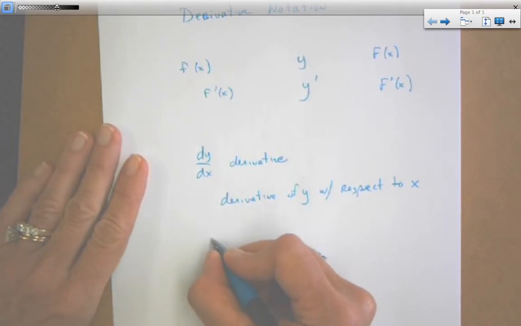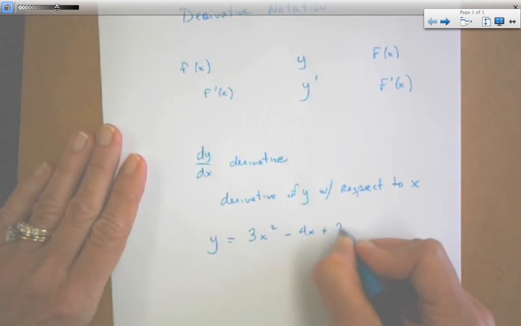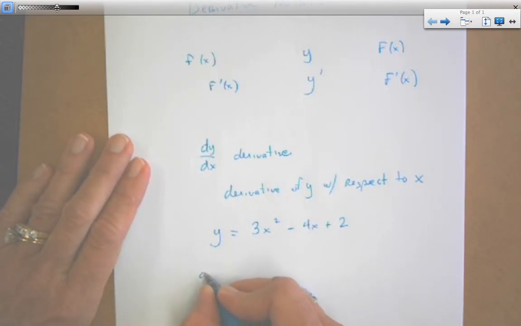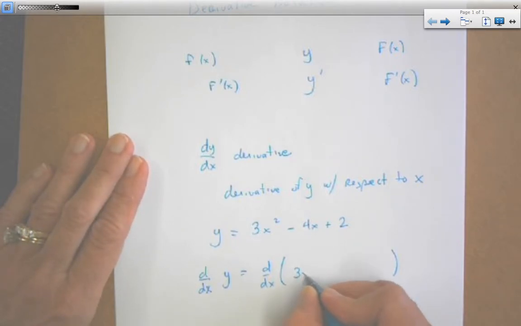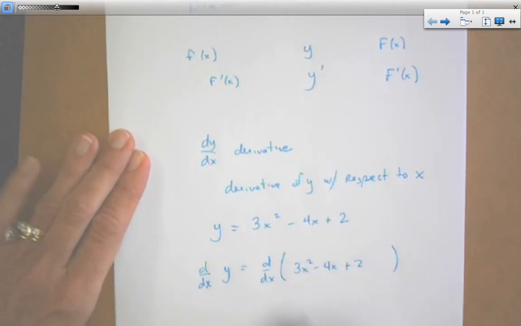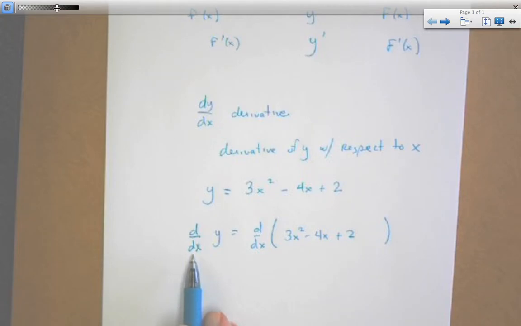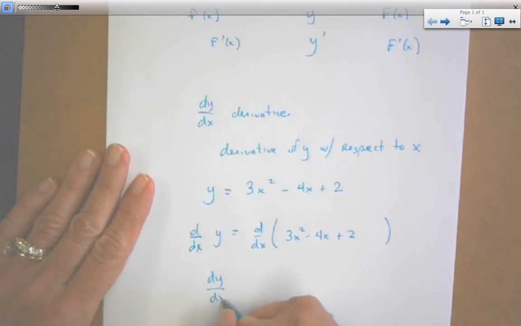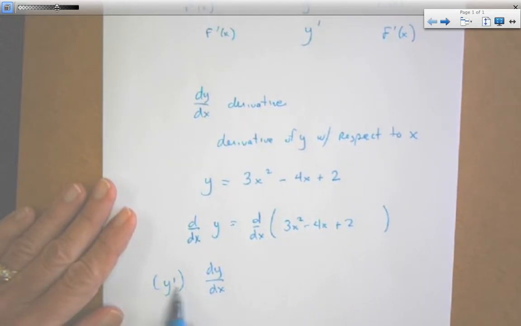So for example, if I have y equals 3x squared minus 4x plus 2, and let's say I want to use this particular notation, technically we should be putting d dx in front of that term. And if you do one thing to one side, you have to do it to the other. The d dx tells you that I'm getting ready to take the derivative. So if I'm going to take the derivative of this term, that's the derivative of y with respect to x. But we most times write it as y prime. But these two things mean the same thing.